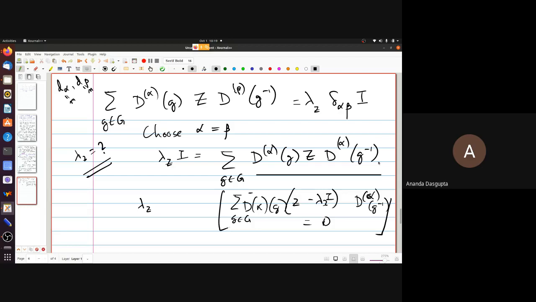This is for a given alpha. Of course, what I did take for granted that everybody understands is this, that this matrix of course is also the inverse of d alpha g, right? Is it okay with everybody? We have already used it several times in getting here.